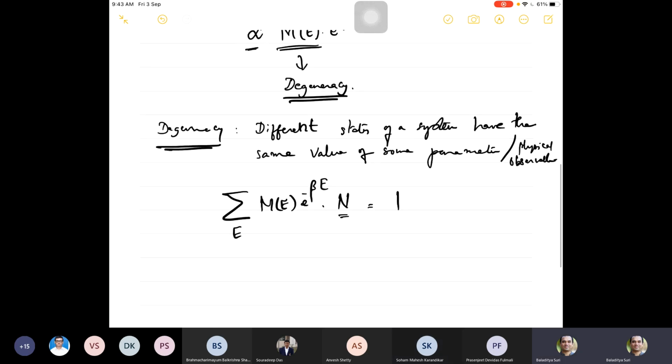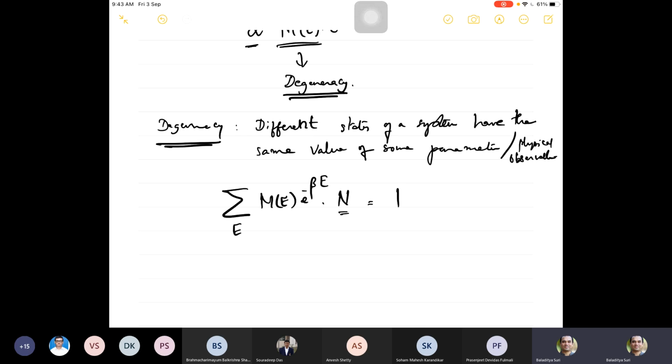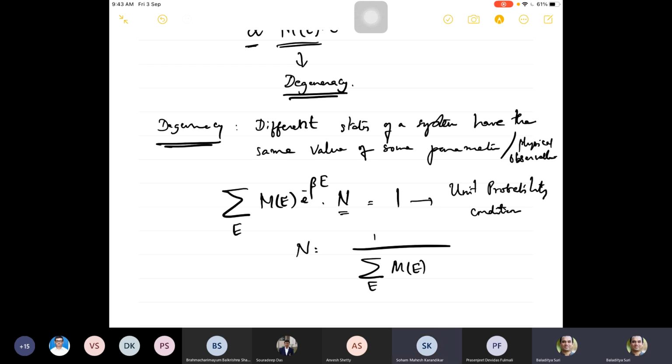And in terms of this, now, this is the overall unit probability condition. The total probability has to be 1. So from this you can say that N should be 1 by the sum over E of m of E times e to the power of minus beta E, right? Because each probability will have the same normalization. That is how you ensure the probability.